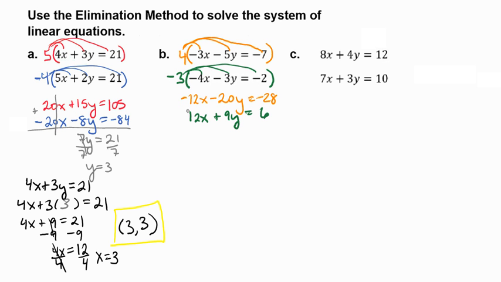Then I'm going to go ahead and add those up, and I'm going to see that my 12s, or my x's, are going to cancel out just like we wanted. That's going to leave me with a negative 11y equals negative 22. From here, I'm going to divide both sides by negative 11 to get y equals 2.